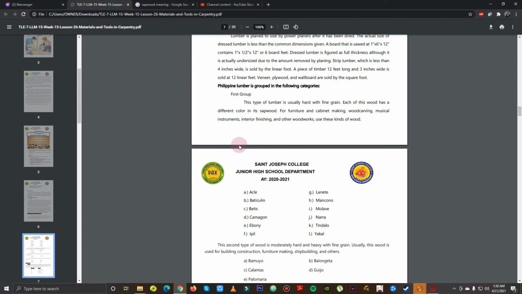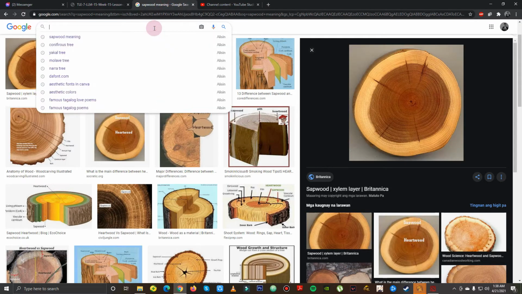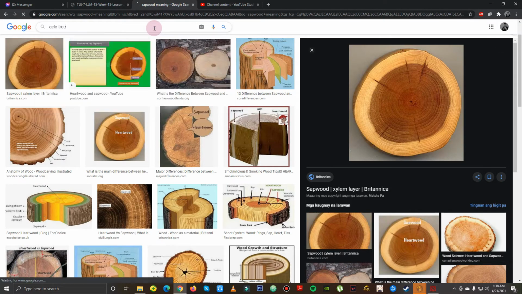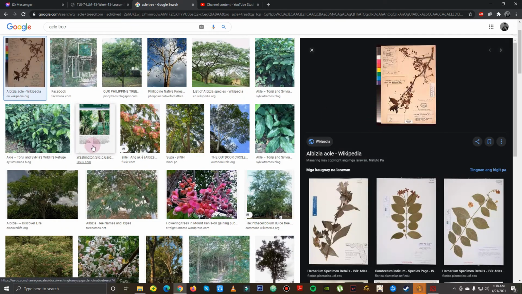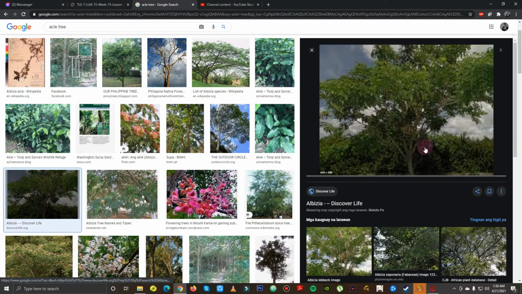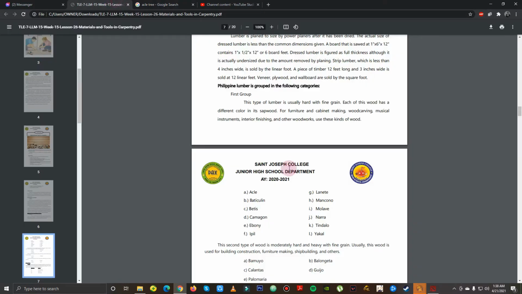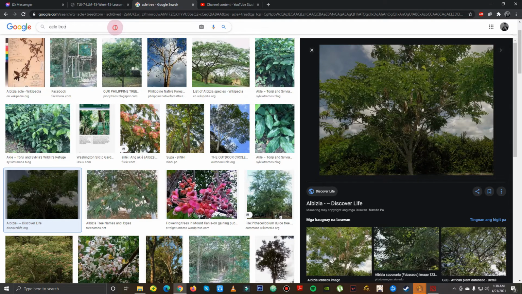So if you have, let's just search how an ACO tree looks like. ACO tree. Okay, this is how an ACO tree looks like. This is how an ACO tree looks like. Next is Batikulin tree.